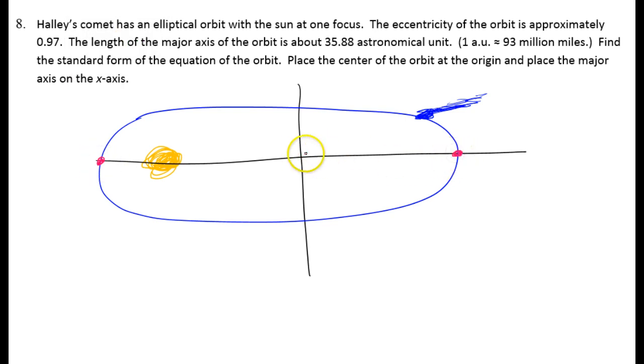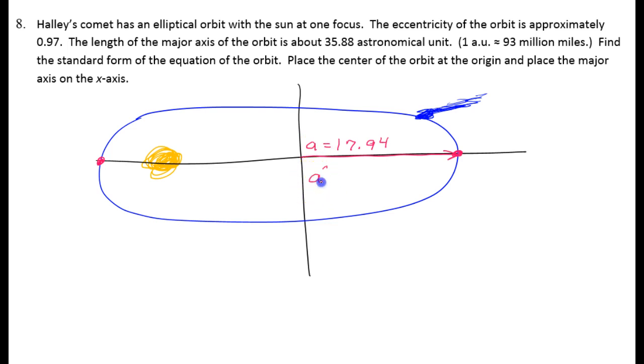So to build the equation, I need the A value. I need the distance from the center out to a vertex. So that is half of the major axis. So what is 35.88 divided by 2? Okay, so that is 17.94. So half the major axis is the A value. Okay, so I've got the A value.